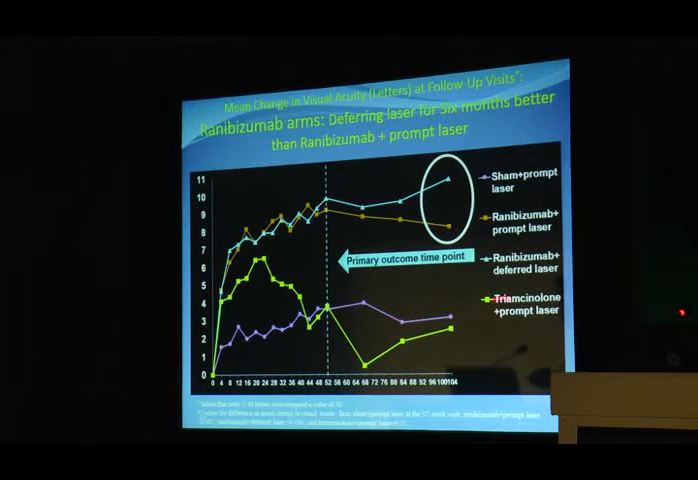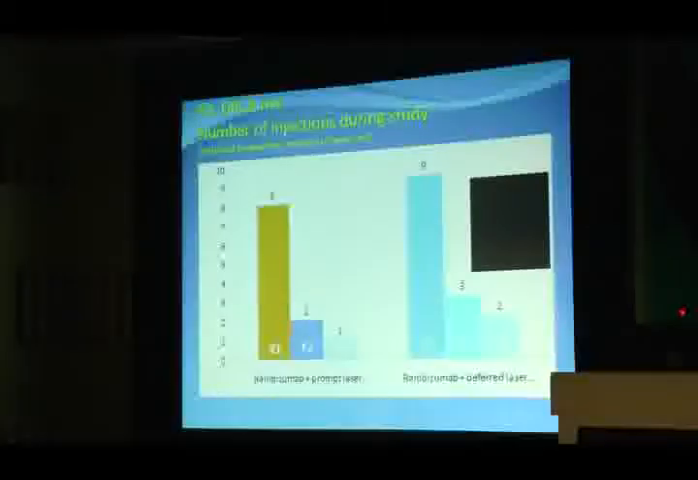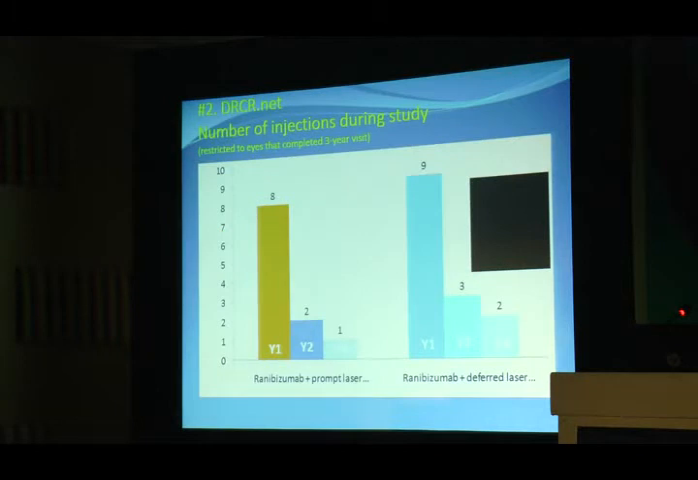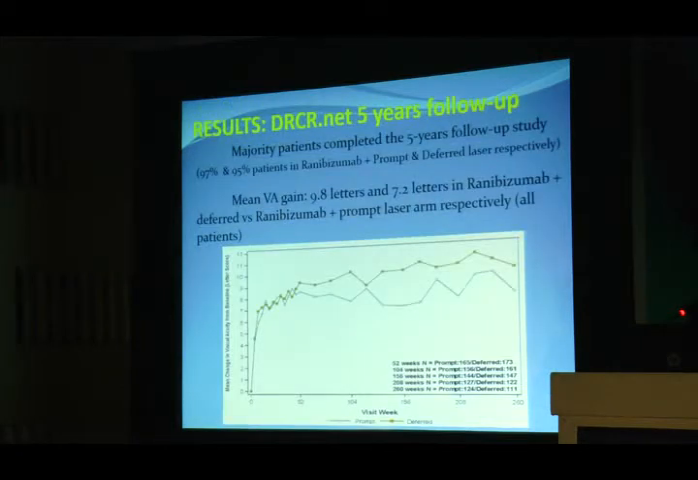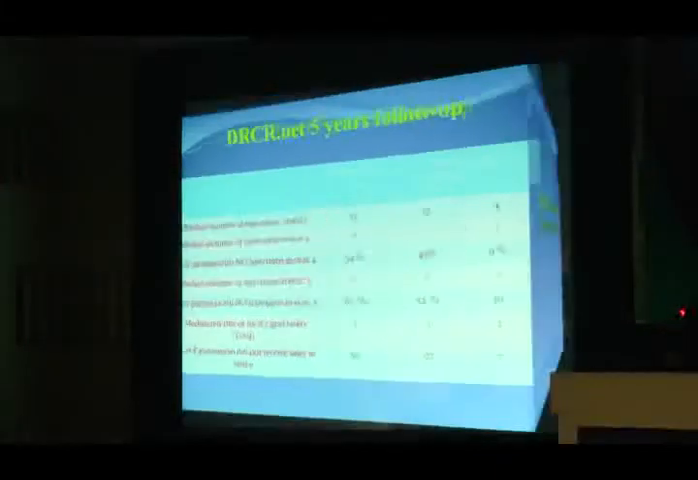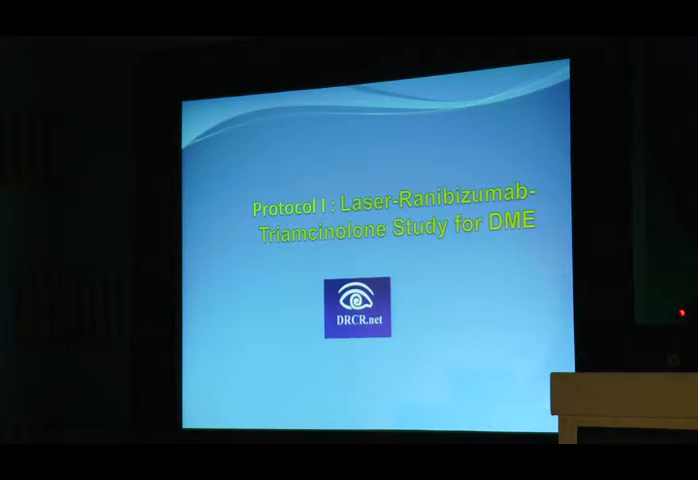And with triamcinolone and prompt laser, initial visual recovery was there, but over a period of 2 years, you can see that the vision was going down. And also the number of injections per study, as the years increased, the number of injections also went down. And the majority of the patients were maintaining good vision, 9.8 letters, 7.2 letters in the ranibizumab alone and prompt laser group. Another important protocol to see what was the role of laser, ranibizumab and steroid for diabetic macular edema.